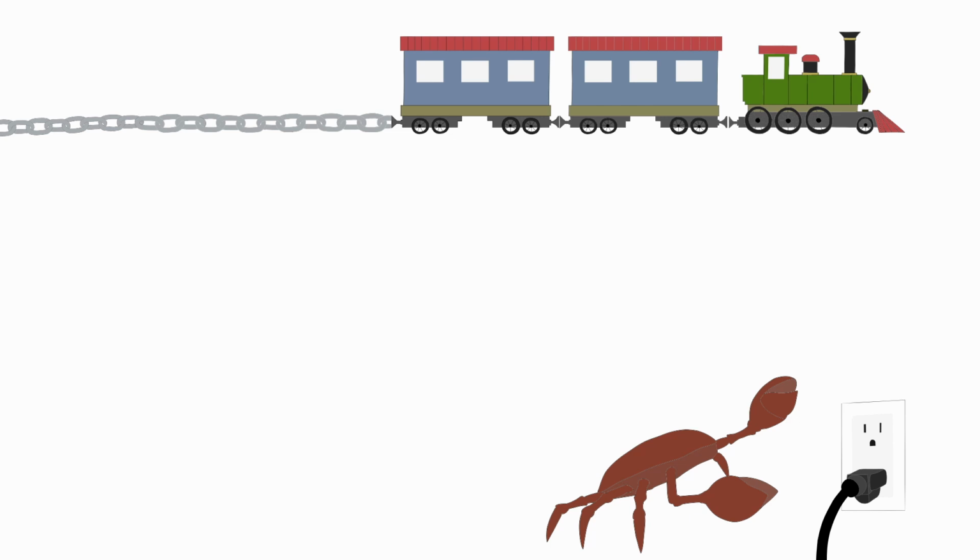Electron transport chain. The crab dismounts from the bike to plug a power cord into an electrical outlet. This powers a miniature train which pulls a chain attached to its trailing end. Electrical train chain is the substitute for electron transport chain. Electrical train chain. Electron transport chain.